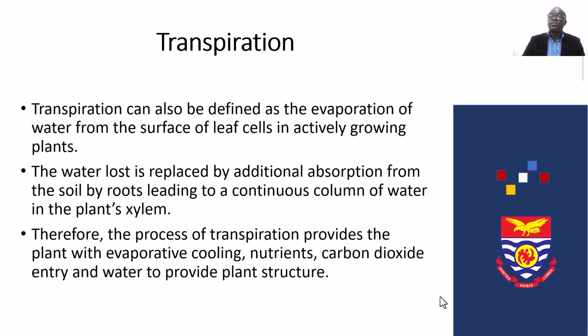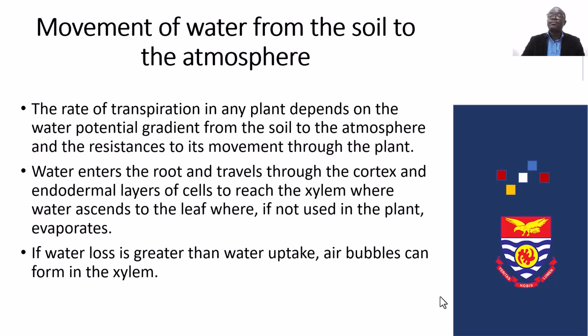Transpiration can also be defined as evaporation of water from the surface of leaf cells in actively growing plants. The water lost is replaced by additional absorption from the soil by roots, leading to a continuous column of water in the plant xylem. Therefore, the process of transpiration provides the plant with evaporative cooling, nutrients, carbon dioxide entry, and water to provide plant structure. Movement of water from the soil to the atmosphere.